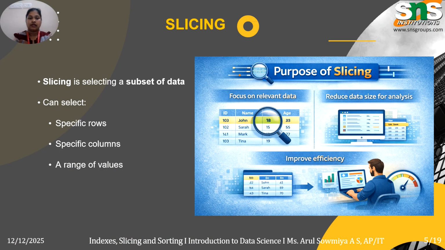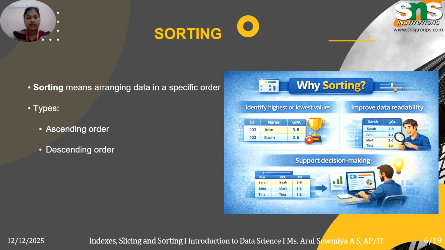The next one is slicing. Slicing is basically selecting a subset of data. Here it can select a specific row, a specific column and a range of values. So what is the purpose of slicing? The picture shows how we focus on relevant data, how we reduce the data size for analysis and how we improve the efficiency. Here we are taking a set of data which consists of ID, name, age. With these IDs, names and ages, we can easily reduce the data size for analysis and improve the efficiency.